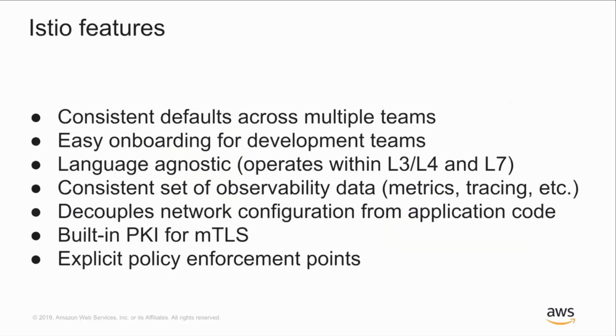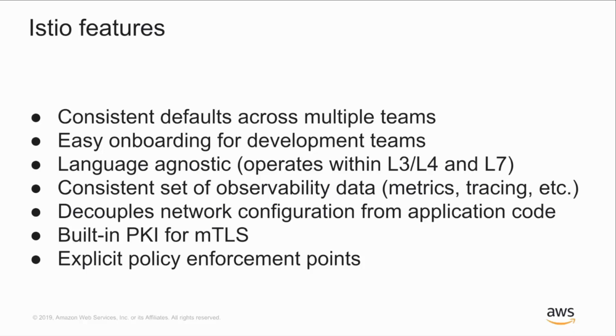Because we have this transparent proxy at each hop, it enables us to get consistent defaults across multiple teams, particularly for things like metrics. Envoy has a specific set of metrics that it exposes. So if you're a platform team running a service mesh, you might have multiple development teams, and by default they'll all have the same metrics and names, and you won't have to worry about matching it all later or enforcing certain standards on them. Because as well it's there by default, it allows for easy onboarding for development teams.